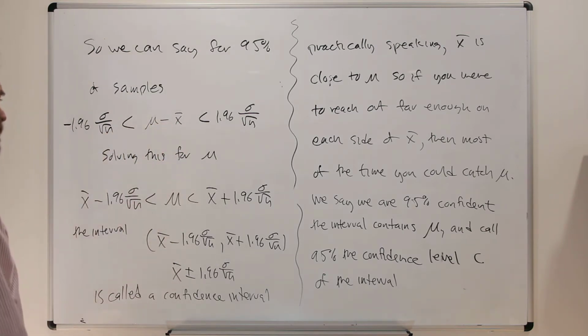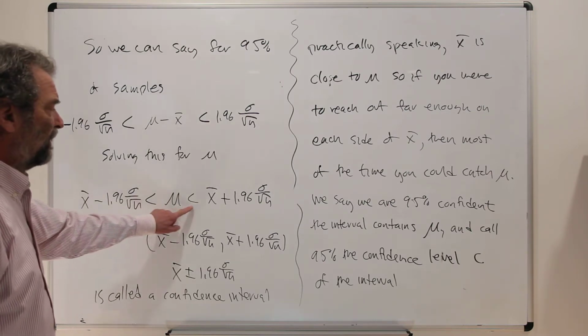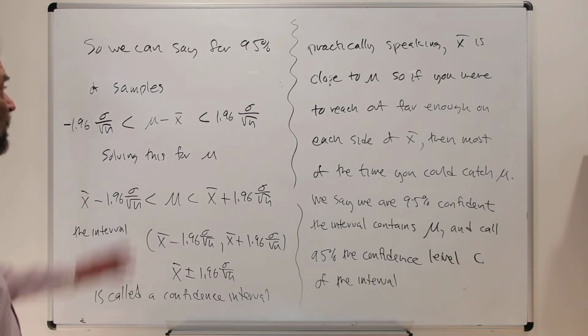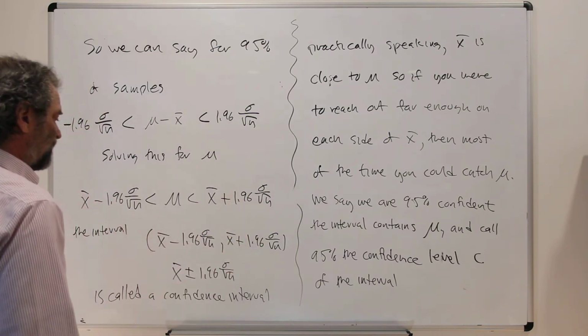So that system of inequalities, if we solve that for mu, just by adding x bar straight across, we get x bar minus 1.96 sigma over root n is less than mu, and x bar plus 1.96 sigma over root n is greater than mu for 95% of samples. So we call this corresponding interval here the confidence interval for this population mean.